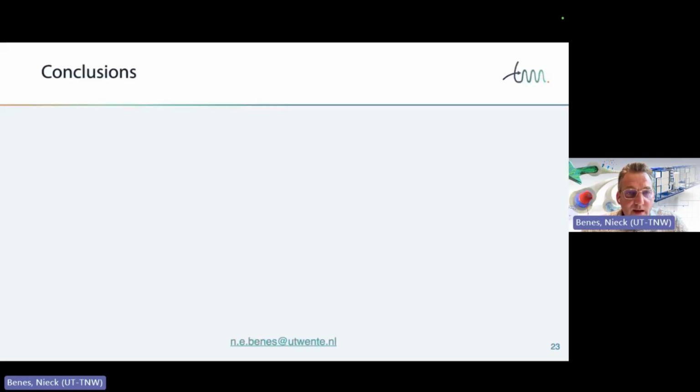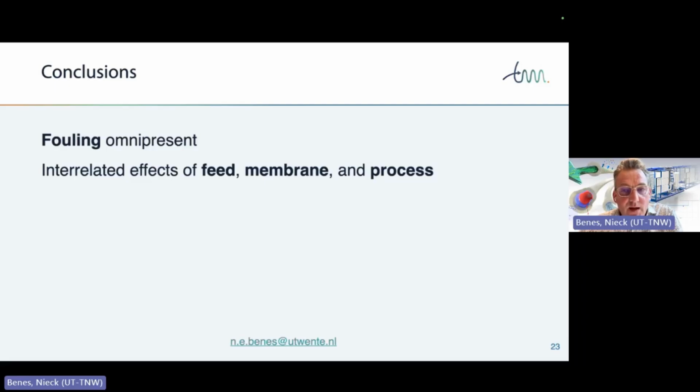Now, concluding, so not going to go into much more detail on the real aspects of fouling. Fouling simply is very much present in all kinds of membrane processes. So in filtration, we have particles, but if you go to reverse osmosis, you will have salts precipitating on the surface of the membrane. All these membrane processes will suffer from fouling, and very often this fouling is related to all kinds of interrelated effects, which are related to the feed, the process conditions, the membrane properties.